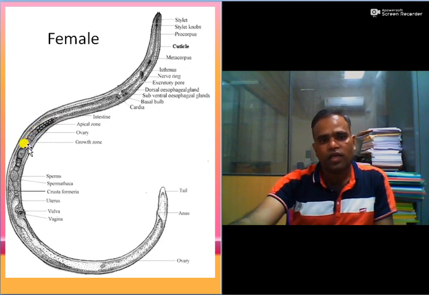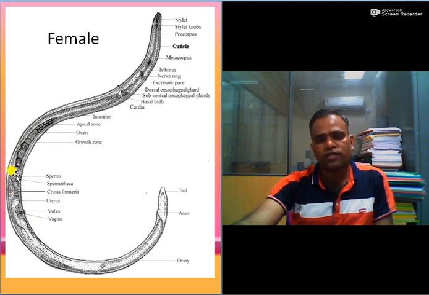Then here it is the oviduct, which passes ovum or eggs. Here there is this one and this one. It is the spermatheca, which contains the sperms which are stored after the copulation of male into female, and these eggs are passed through this spermatheca.